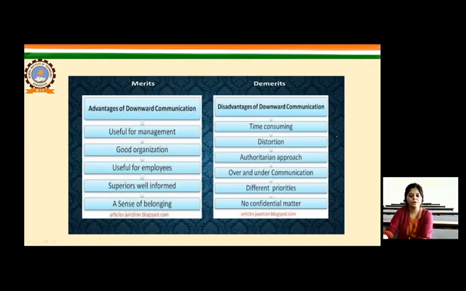Then it is useful for the employees. Then we have superiors are well informed.